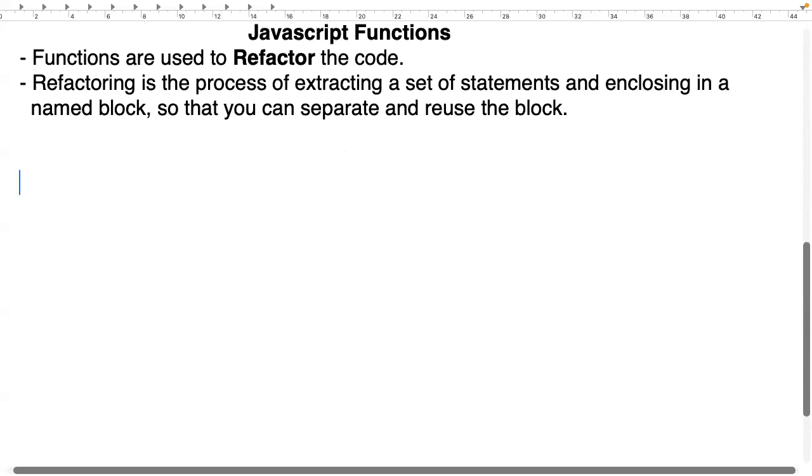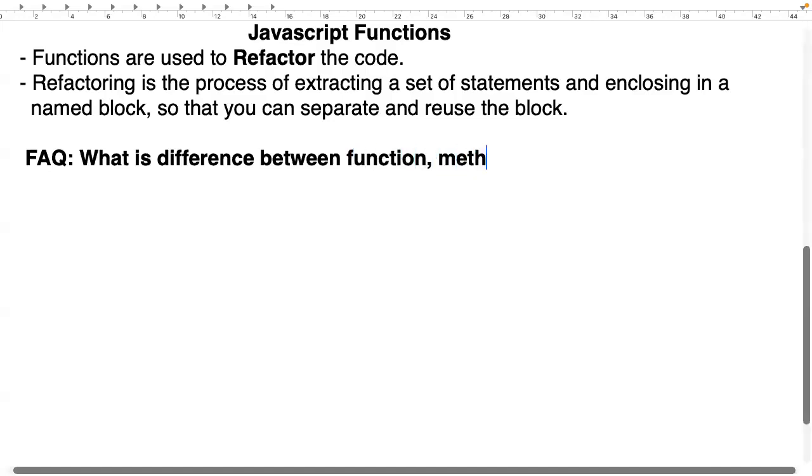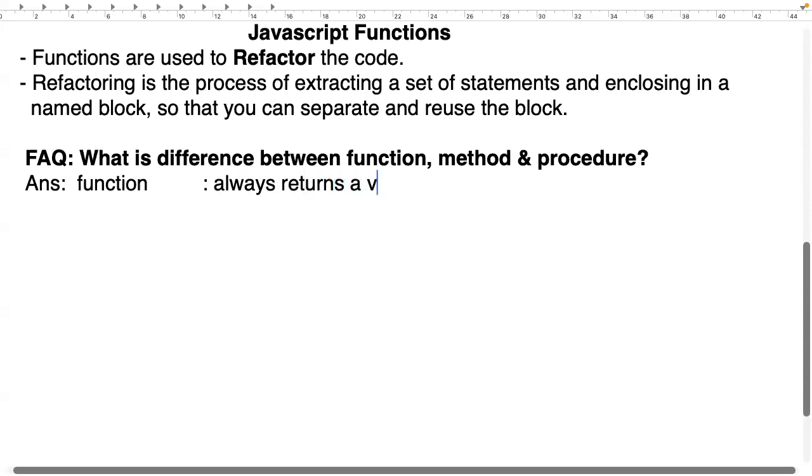So here, while working with functions, one important and frequently asked question is: what is the difference between function, method, and procedure? That is the basic point. I hope you know the answer now. A function always returns a value, and a method is always void.